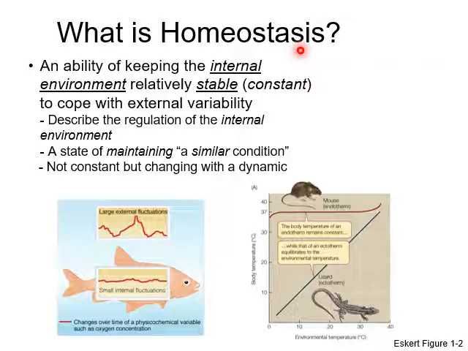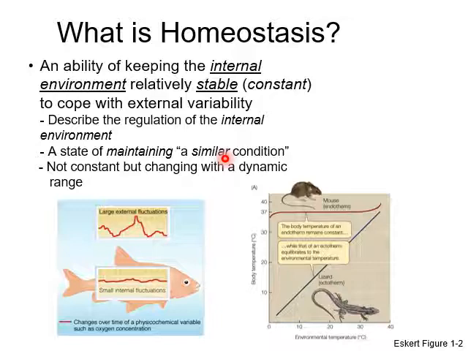Okay? Probably one you're familiar with is blood sugar. Blood sugar we keep within a certain range. That common disease that we know about, diabetes, is a disorder in which the blood sugar cannot be brought down or back within a homeostatic range. Okay? The thing is, it's maintaining a similar condition.